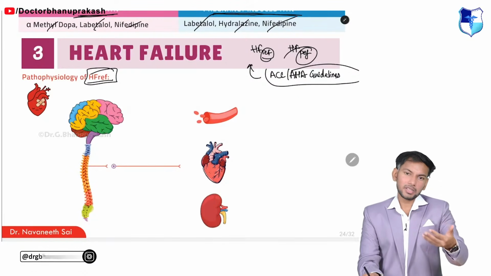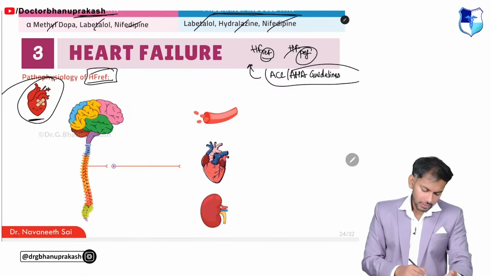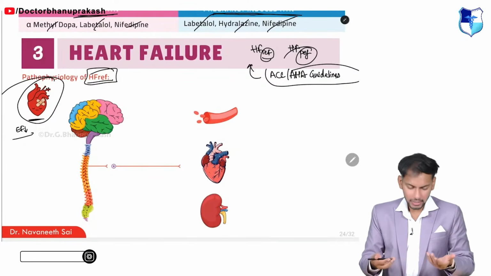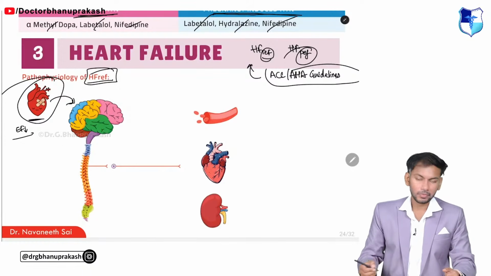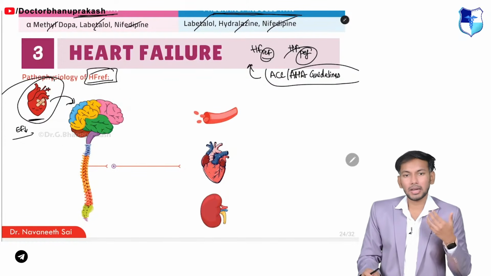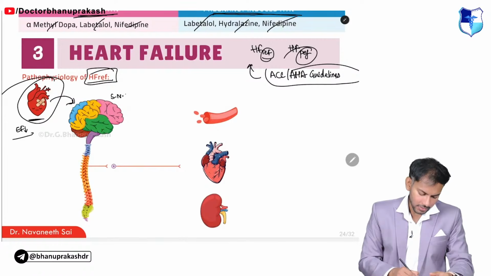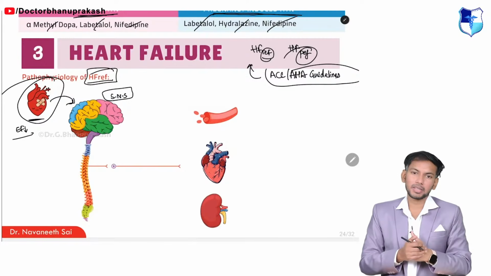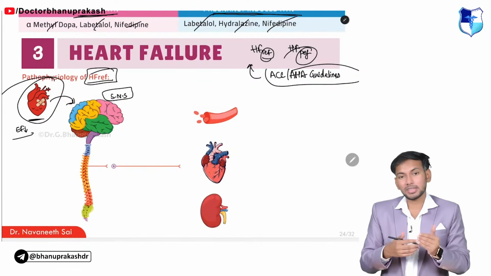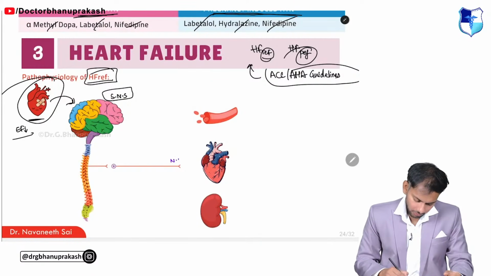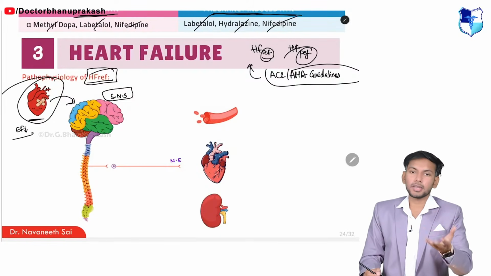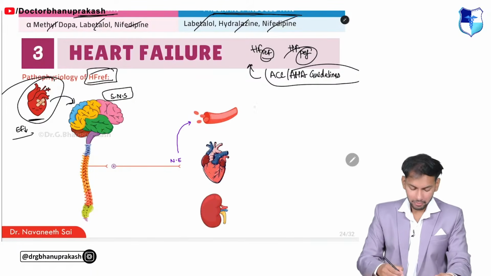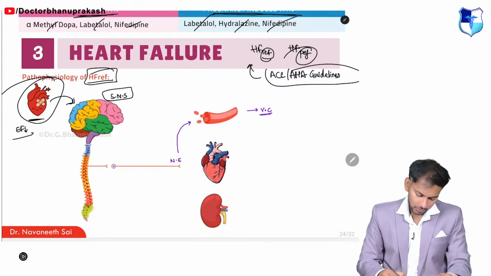HFrEF means ejection fraction is reduced. So, let us suppose there is damage to the heart and its ejection fraction is reduced, what will happen? The heart will feel bad obviously, and it is going to tell the brain to do something. What will the brain do? The brain will listen to our heart and it will activate the sympathetic nervous system. This much you already know. It is the fight or flight response. What is released? Norepinephrine. It will act on all the receptors, like alpha and beta.